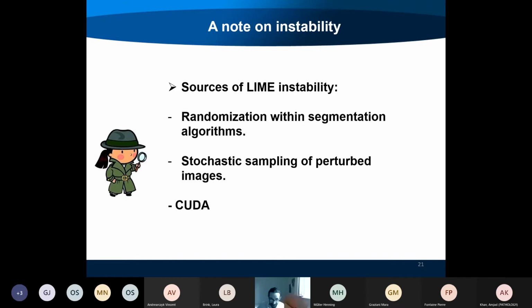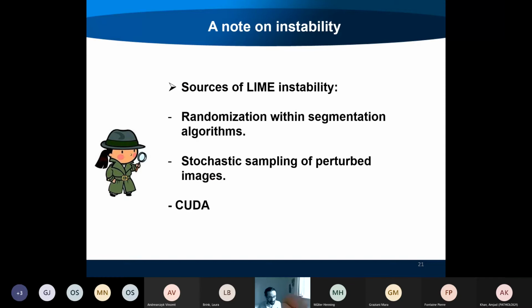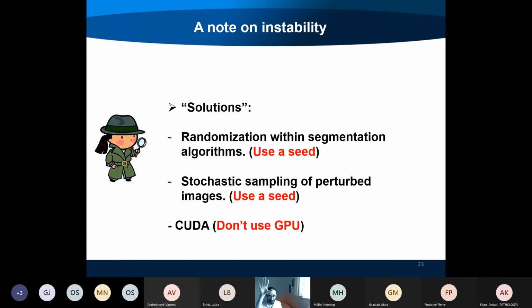Third one, which was the least obvious one, is from CUDA. So when you use a GPU to run your neural network on Keras or PyTorch, if you're using the GPU to accelerate the calculations, that causes some instability on the results as well. Now, I think I mismatched the order of the slides a little bit here. I'm going to skip ahead and then go back.